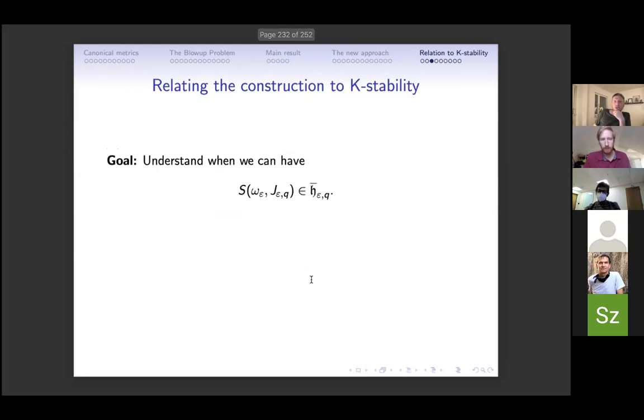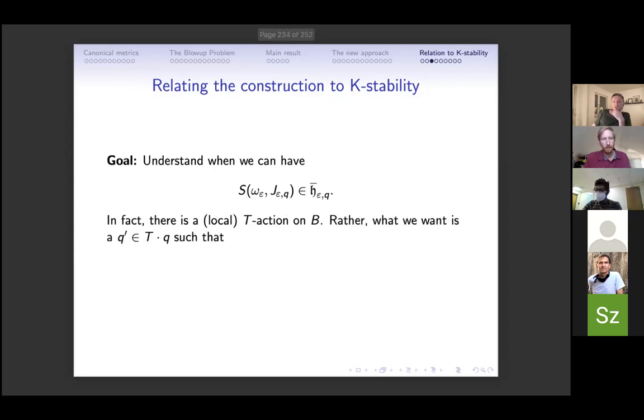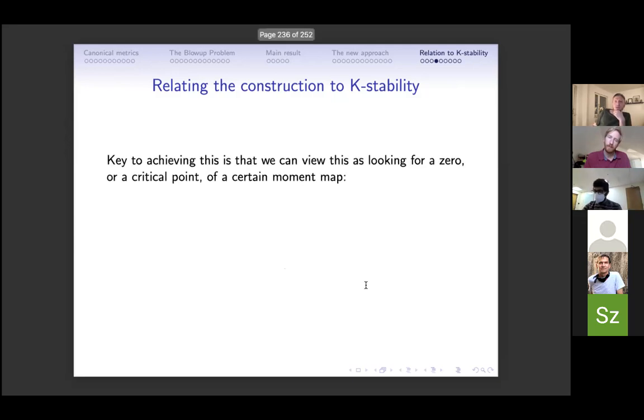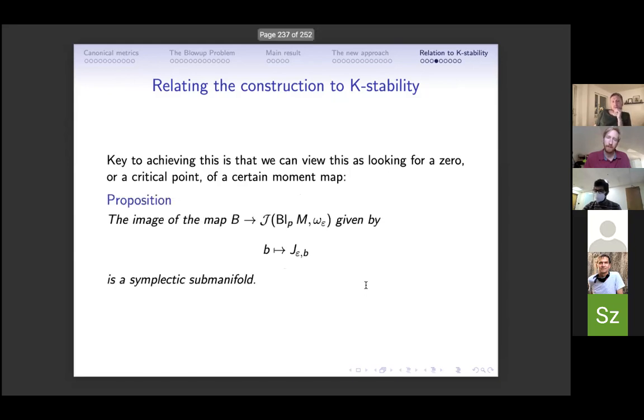Floating around in this setup is some kind of action of a torus on this ball. So what we actually want is not just to solve this equation, we actually want to find when there is some other point in the same orbit as Q that solves this equation. And the key to achieving this is that we can actually view this as looking for a zero or a critical point of a certain moment map.